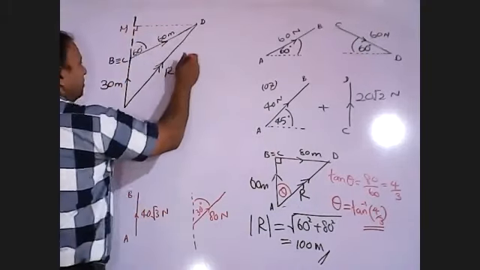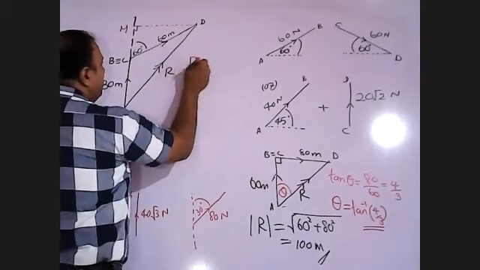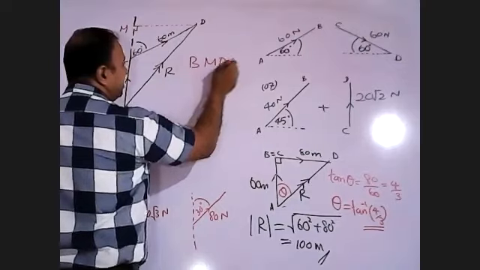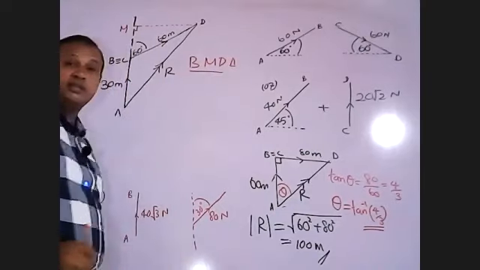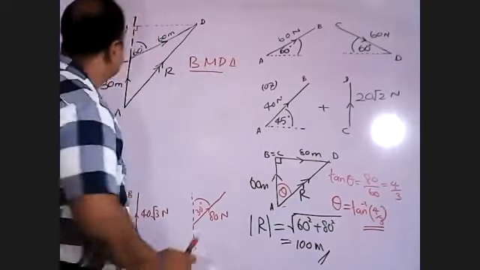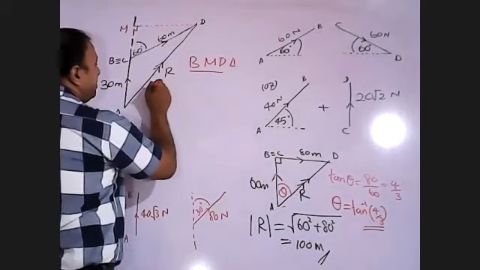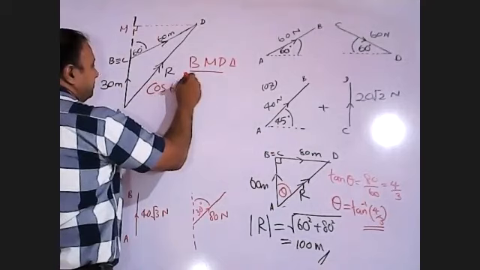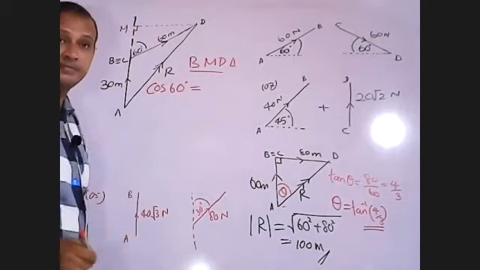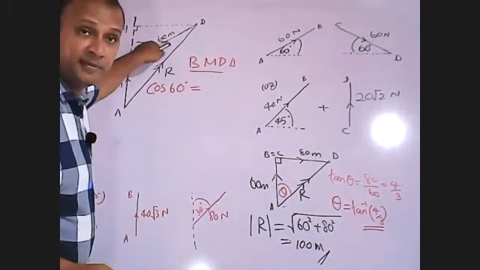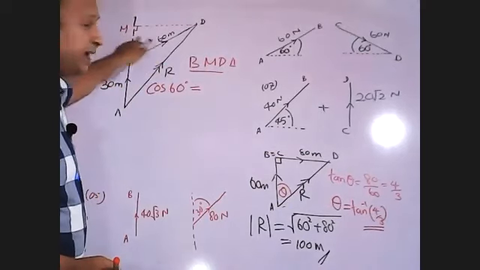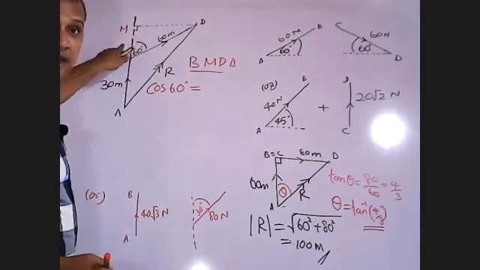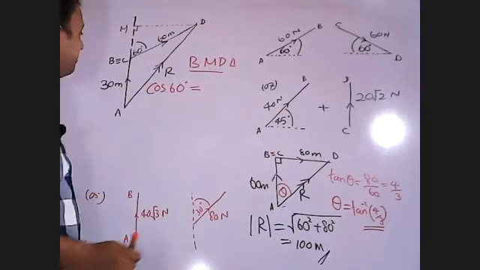So if you consider the BMD triangle, you can write the expression for cos 60. Cos 60 should be equal to the adjacent side over the hypotenuse. The adjacent side is BM.